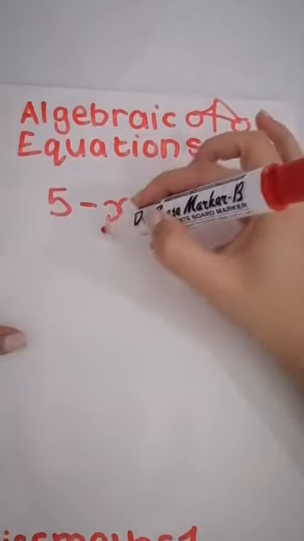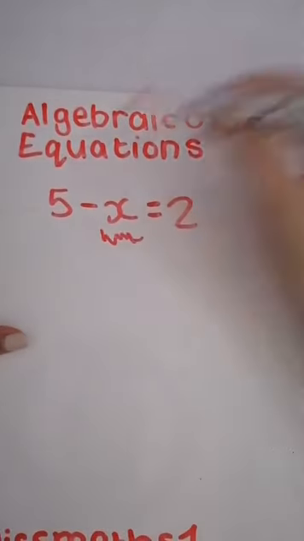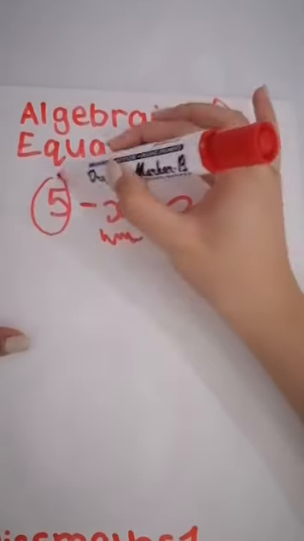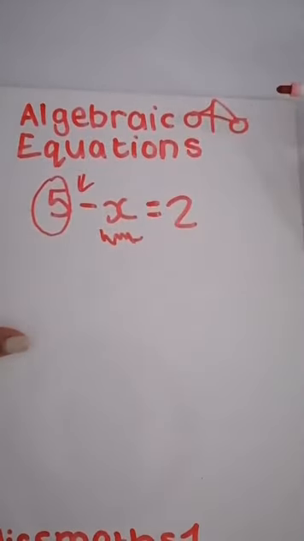Our goal is to get x by itself. Now, what is stopping me? First of all, I can see this plus 5, but look here as well. There's also this minus I need to be concerned about. So my first step would be to get rid of this plus 5.